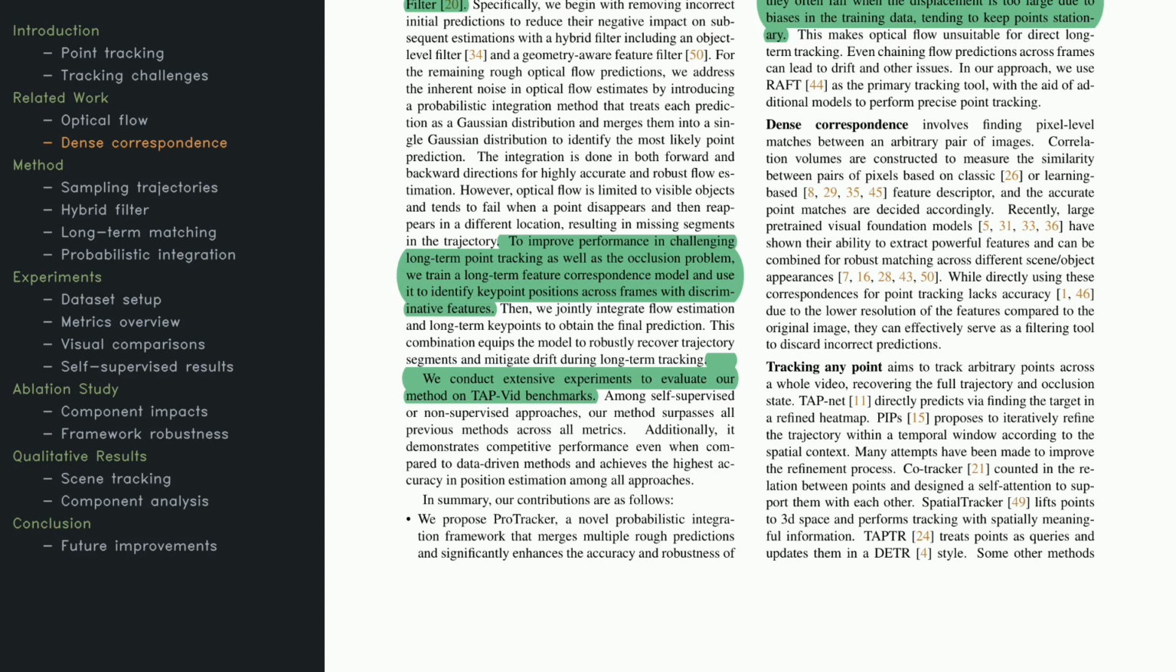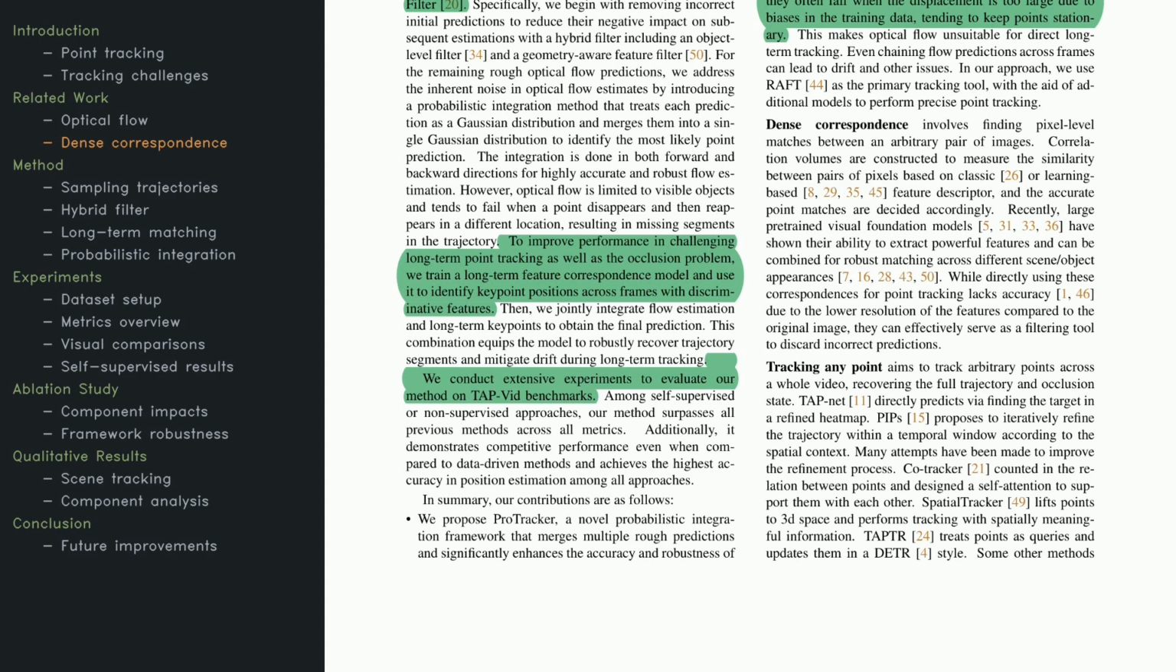There's also a note about dense correspondence methods. These methods compare pairs of pixels across frames to find matches. Modern foundation models provide robust features, but they may be lower in resolution, so precise tracking can suffer.